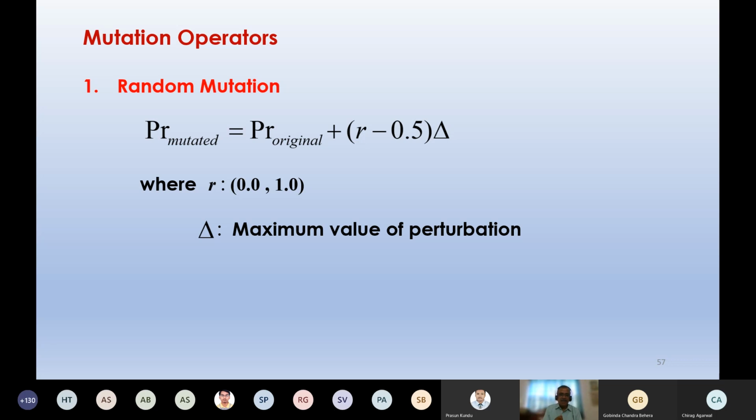Now, this maximum value of perturbation for the first variable x1 and the maximum value of perturbation for the second variable x2 will not become equal. Definitely for the second variable, the value of this maximum perturbation, that is delta, will be much higher compared to that for the first variable. I think I'm clear to all of you.